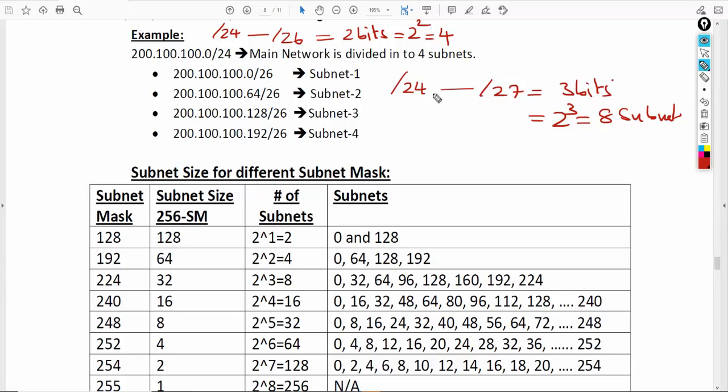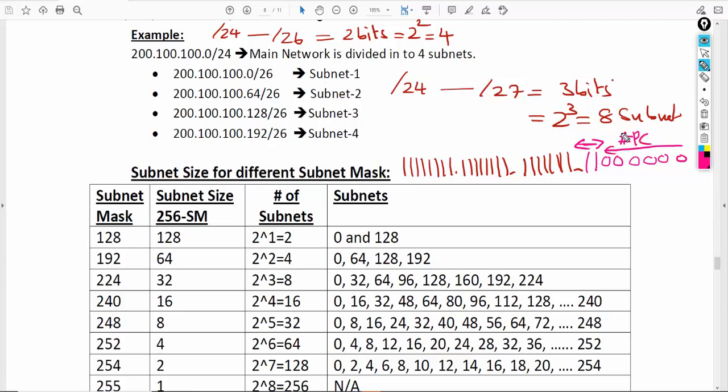Remember, 24 is nothing but 1 2 3 4 5 6 7 8, 1 2 3 4 5 6 7 8, 1 2 3 4 5 6 7 8. Now what you are doing, you are borrowing more bits, in this example 2 more bits, for subnetting. That's why it is 2 to the power of 2. The rest is the number of PCs, the number of hosts. So subnetting is a very good thing, so try to understand, guys.